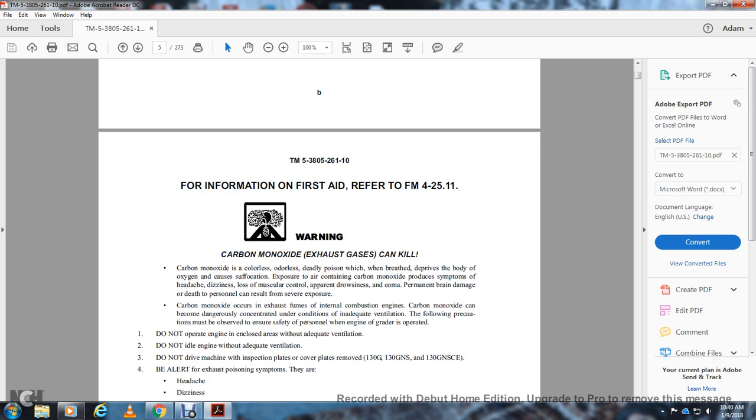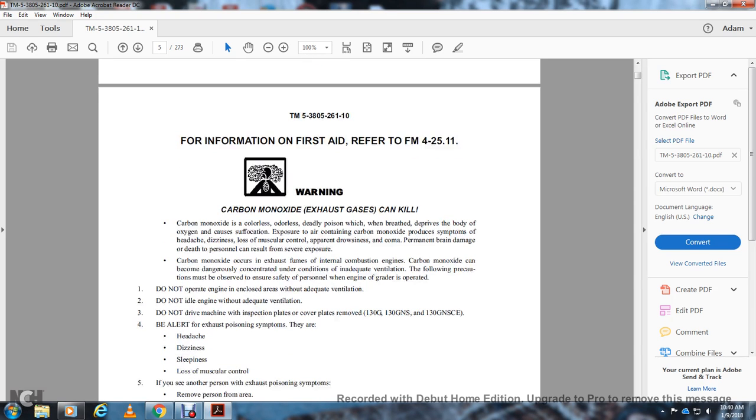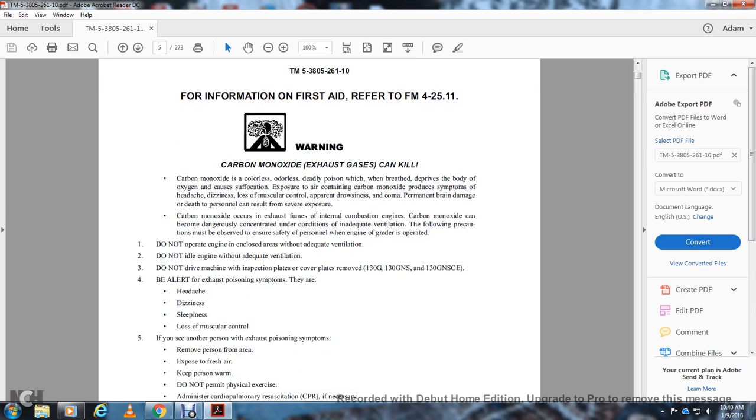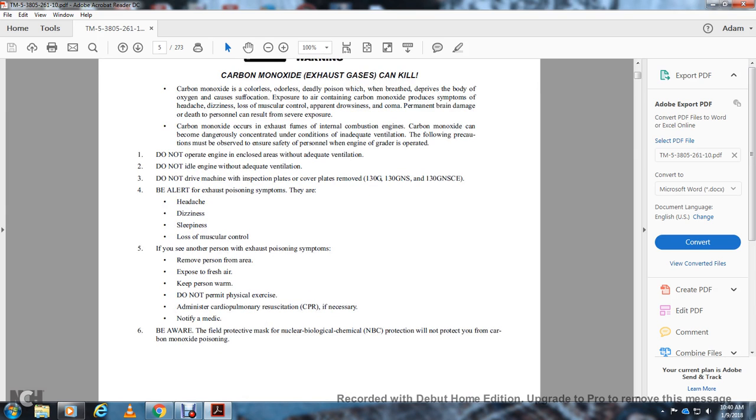The following precautions must be observed to ensure the safety of personnel when the engine is running and the grader is operated. Do not operate the engine in an enclosed area without adequate ventilation. Do not idle the engine without adequate ventilation. Do not drive the machine with the inspection plates or cover plates removed. Be alert for exhaust poisoning symptoms. They are headache, dizziness, sleepiness, and loss of muscular control. If you see another person with exhaust poisoning symptoms, remove the person from the area, expose them to fresh air, and keep them warm. Do not permit physical exercise. Administer cardiopulmonary resuscitation if necessary, and notify a medic.